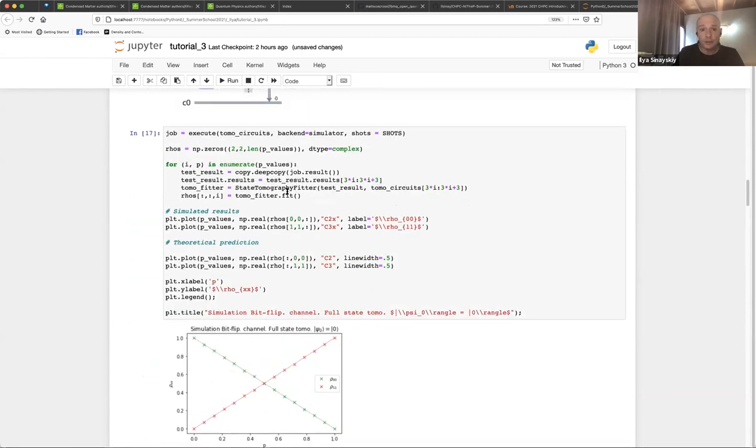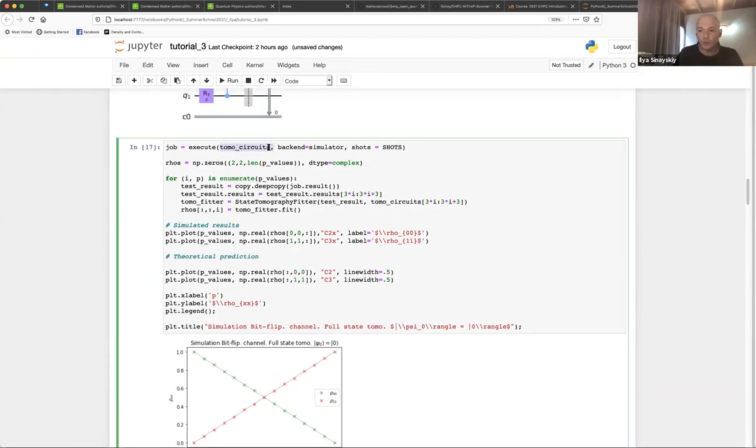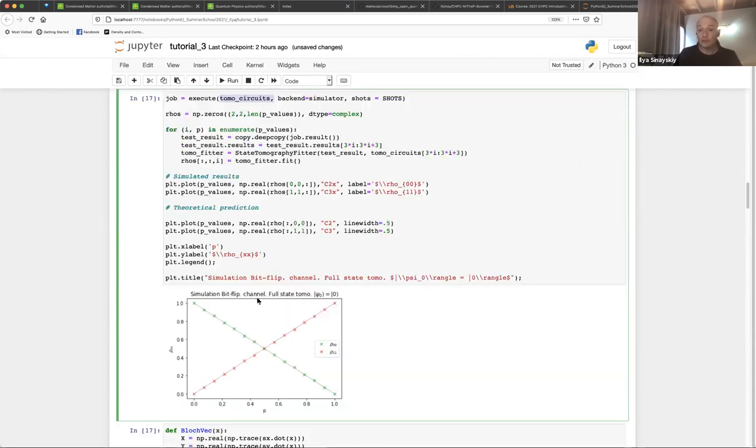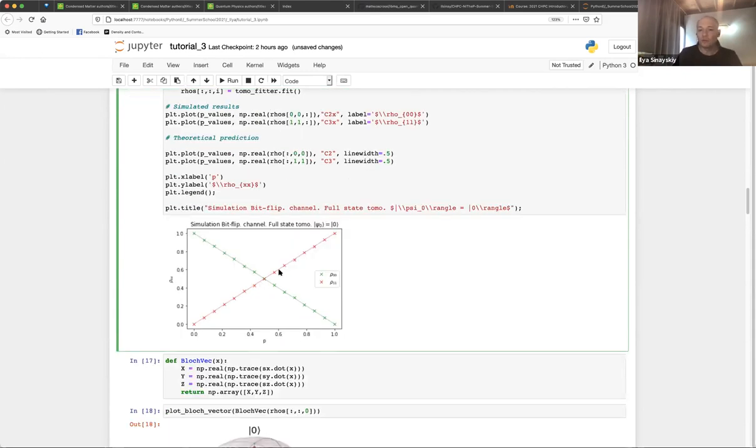But you can take these tomography circuits and run them on the real device. Afterwards, you need to wait until they execute, and then collect the results. You can try to plot something like this, but it will probably look a little bit uglier. What you can do afterwards is mitigate the measurement errors, and you will get something which looks quite like that one.